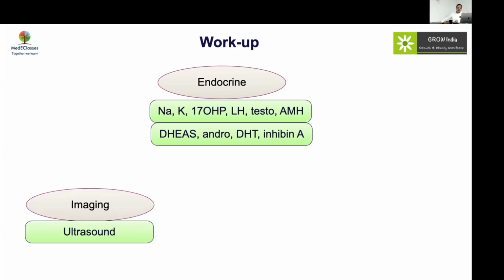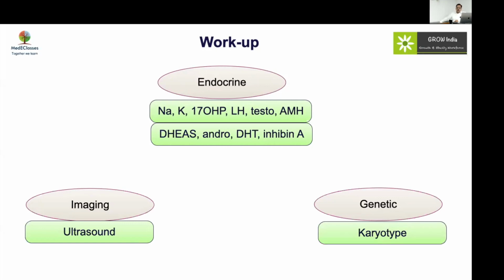Imaging has a role, of course. Ultrasound, as I said, will tell you whether the Mullerian structure is present or not, and we can look at the karyotype, which will give you the genetic diagnosis. If it's not available or takes too long, you can look at FISH for the Y chromosome, or you can also now look at targeted sequencing or next generation sequencing.